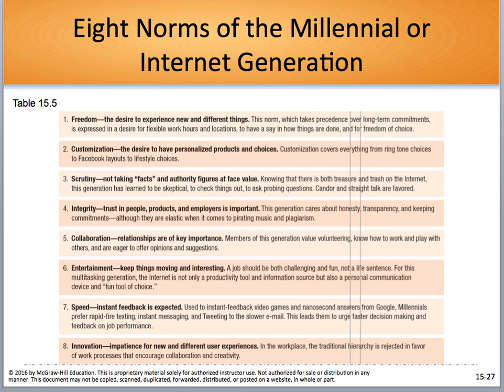Collaborating with others. This generation values volunteering, and so they're also very eager to share their opinions and suggestions, while you may have some older generations who were taught to limit their opinions and suggestions, right? A sixth norm would be entertainment.